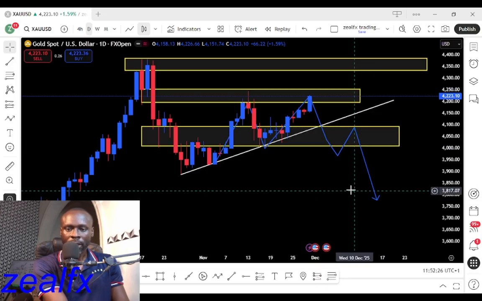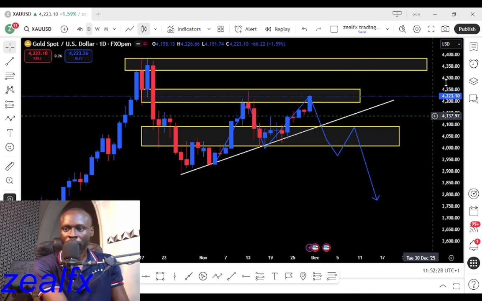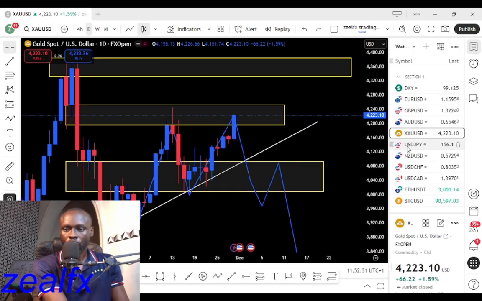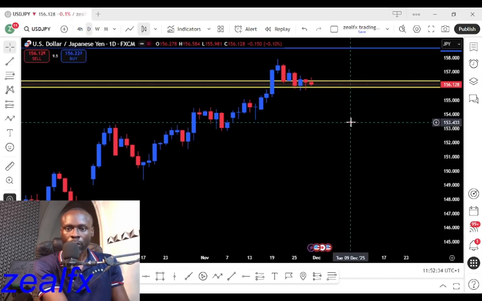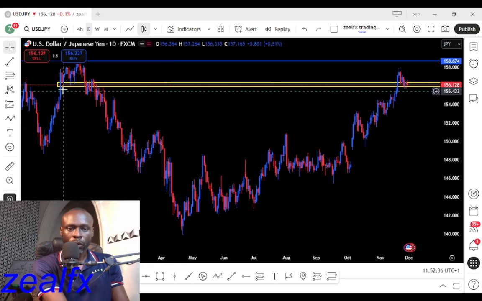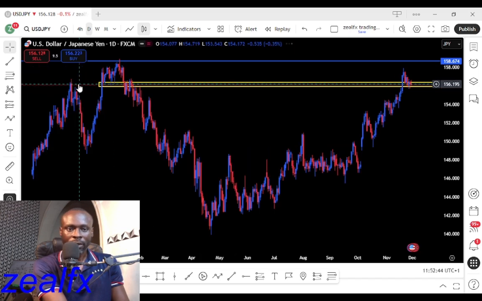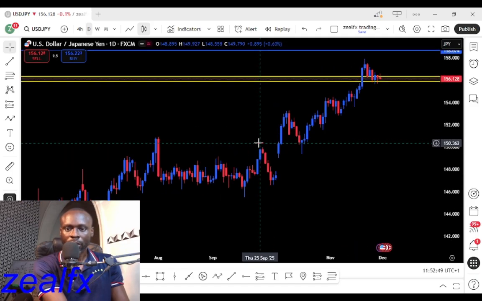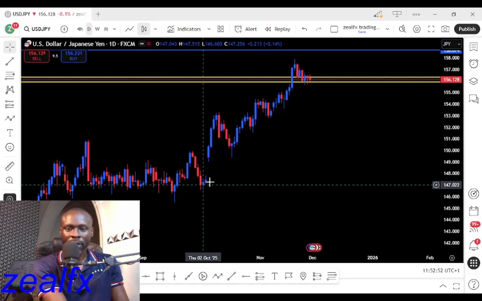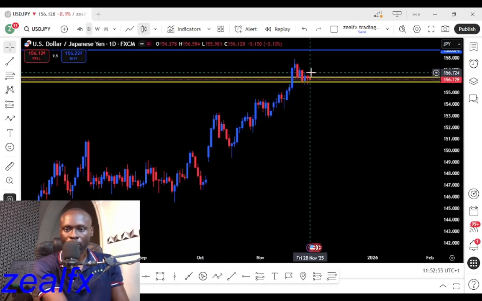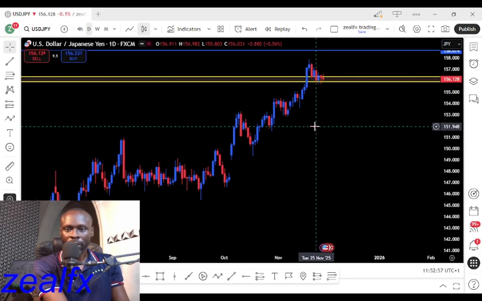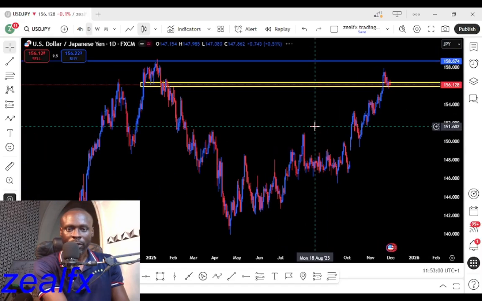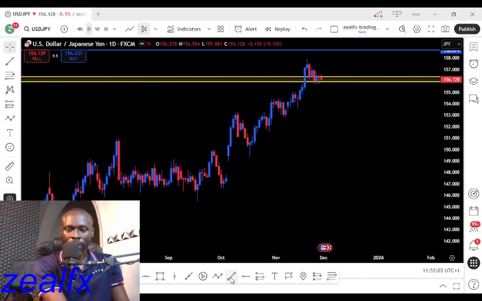So let's look at our next pair, which is the USDJPY. So USDJPY on my daily chart closed on this particular support level, which indicates we might still see more buying opportunity on the USDJPY. Then you can also see that on the USDJPY, we still have a series of higher lows. So long as we have this series of higher lows, we expect more buying opportunity for the USDJPY.